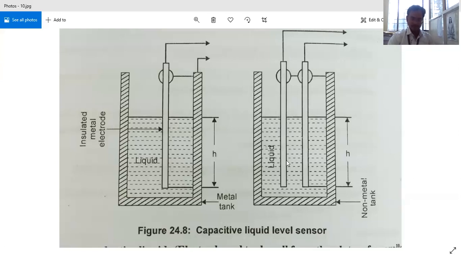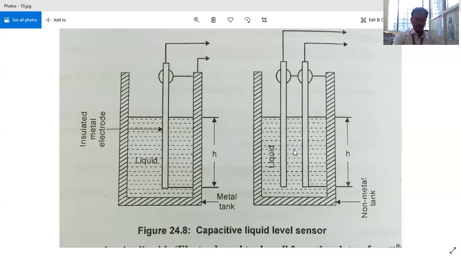So, for non-conducting materials, non-conducting liquids, the liquid itself is a dielectric medium. For conducting liquids, we will have some insulation material that will act as a dielectric medium.